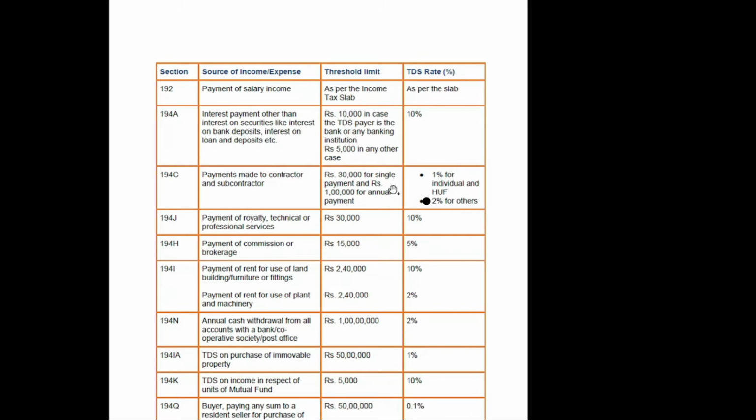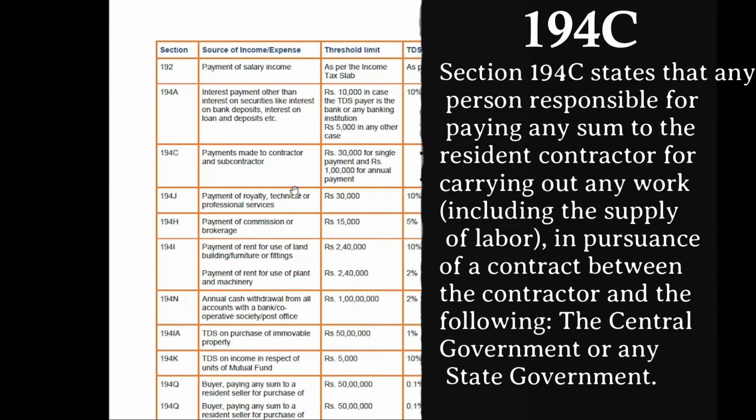The threshold limit is rupees 10,000 in case the TDS payer is a bank or any banking institution. Rupees 5,000 shall be in any other cases. The TDS rate is 10%. 194C, payment made to contractors and subcontractors.